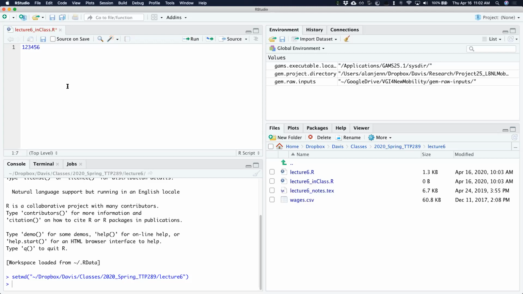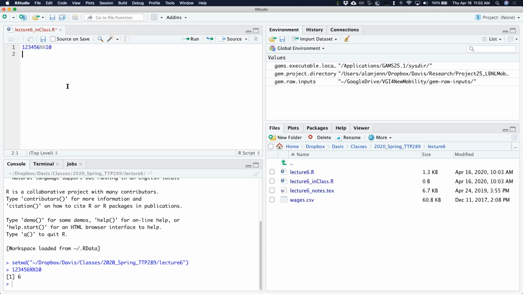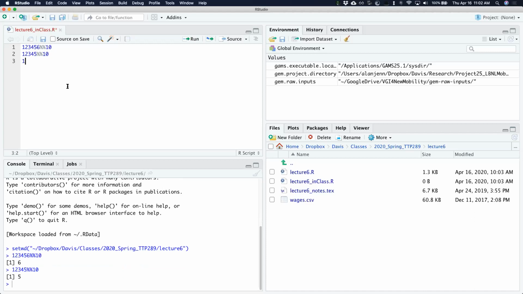It's 10, right? If I divide this number by 10, it'll be 12,345 with a remainder of 6. So that is going to give you 6. What about this one? What will this return? 5. 5, right? And then so on and so forth.